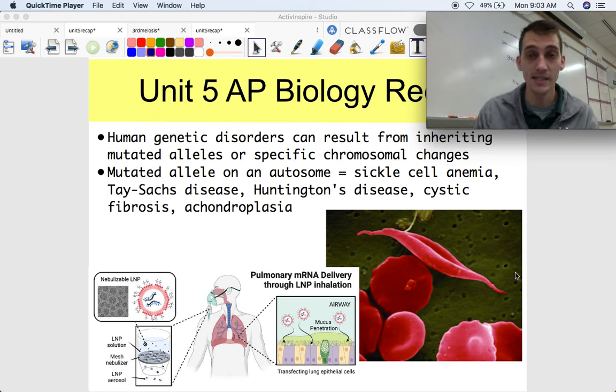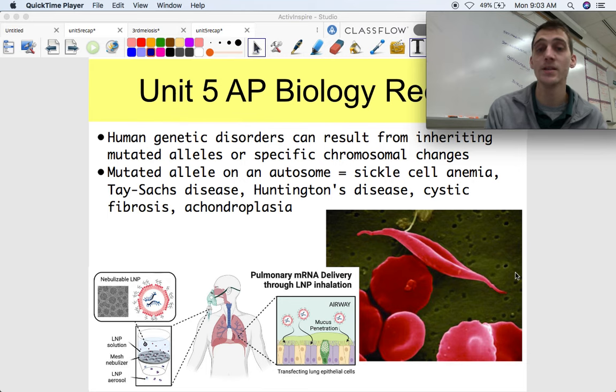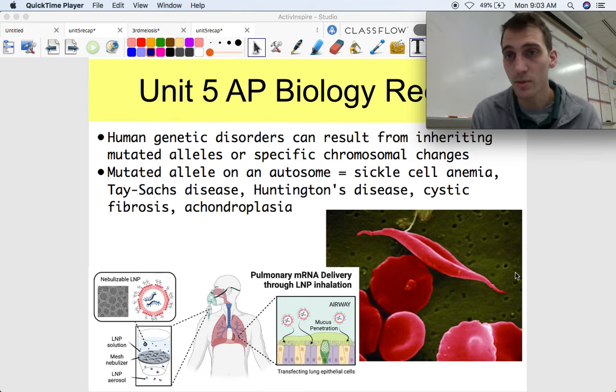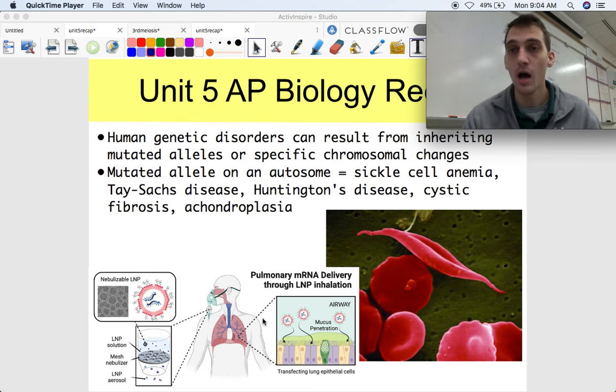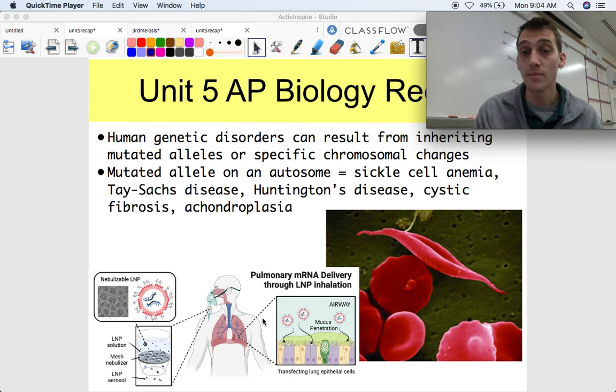And these kinds of diseases right here, sickle cell anemia, Tay-Sachs, Huntington's disease, cystic fibrosis, achondroplasia, those are all resulting from a mutated allele on an autosome, which is a chromosome that's not a sex chromosome, right? So cystic fibrosis is a disease that alters the shape of a chloride ion channel in mucosal lining cells in the airways that produce extra mucus, and it makes it very hard for somebody to breathe.